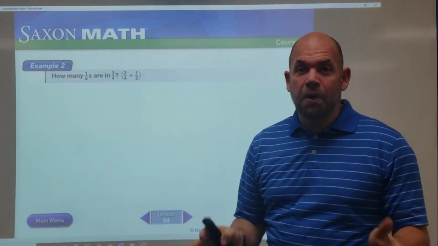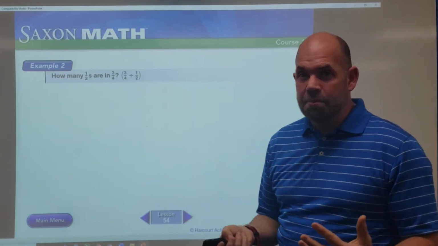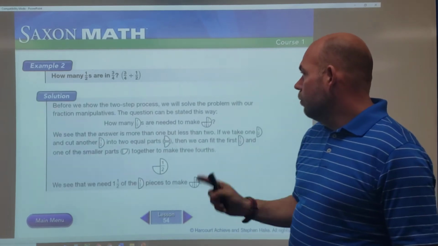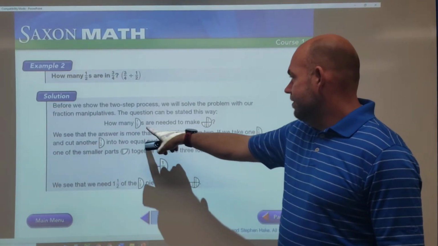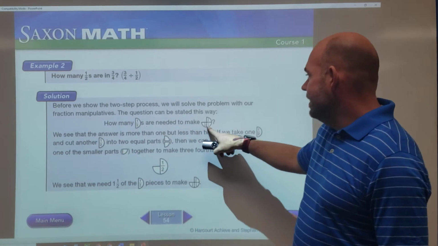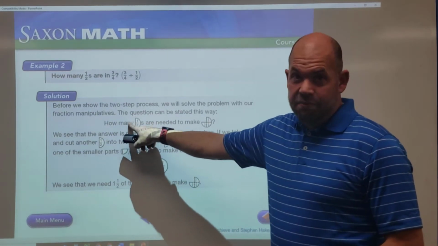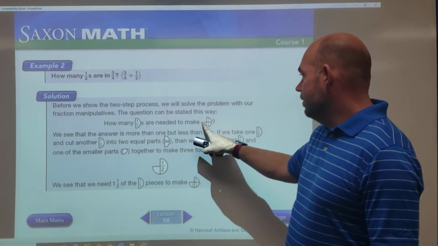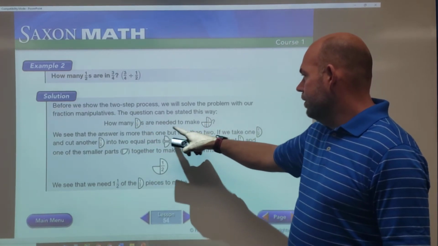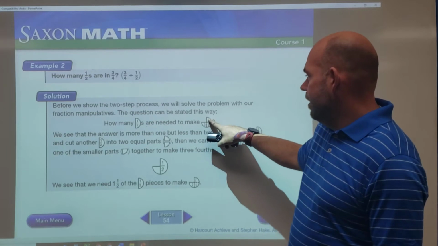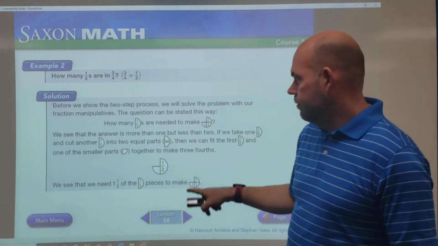That's the hardest part of this lesson, is getting that set up in the right way. So when we do that, we show a 2-step process. How many halves are needed to make 3/4? So we take a half of a whole, right? And we want to know how many of those make this. Well, we can see there's 1 there and then another half, so it's going to be 1 1/2, right?